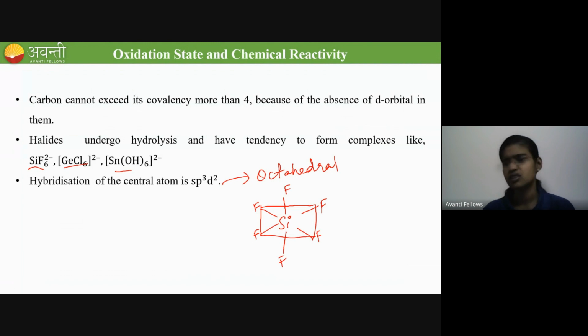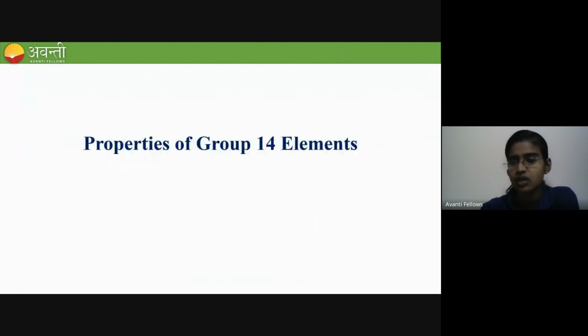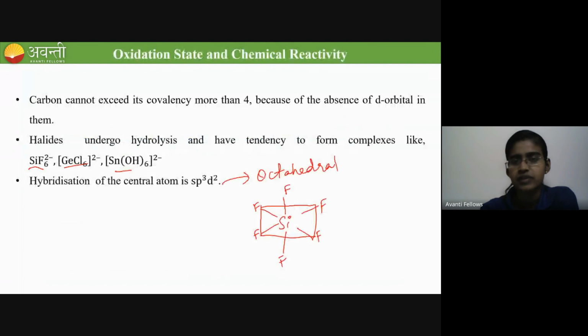I will discuss all these things in the chemical bonding lesson or in class 12 with you in detail. For now, just keep in mind that if the hybridization is sp3d2, the geometry is octahedral. That's all. Okay. Now next we will go with the properties of group 14 elements. Some of the general chemical properties we will discuss. So any doubt from the previous slide, students?